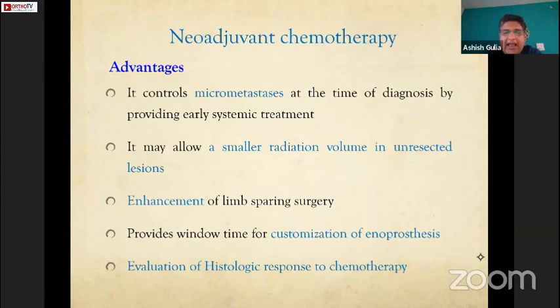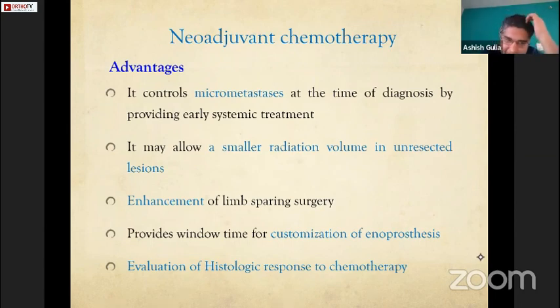As we discussed, chemotherapy is pretty effective in these lesions, so it may cause a lot of tumor necrosis, and tumors may shrink a lot, and it may decrease the vascularity of these tumors. Hence, limb salvage is enhanced, or you may be able to do limb salvage in a higher percentage of patients if you are using neoadjuvant chemotherapy.